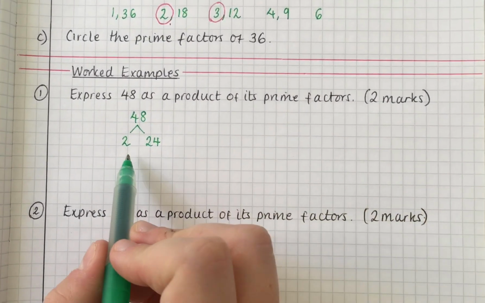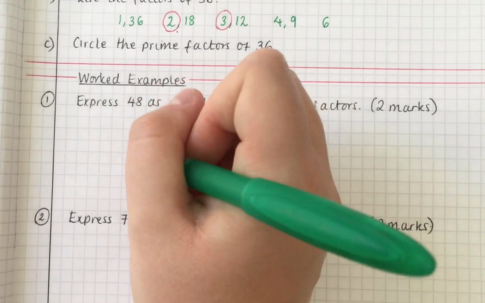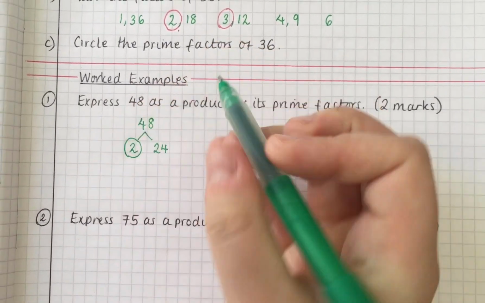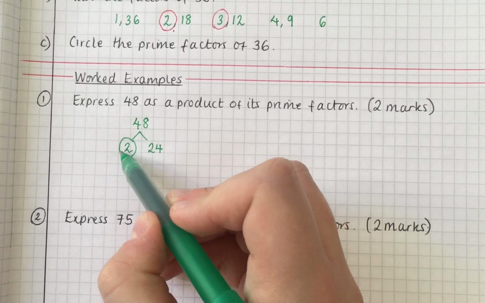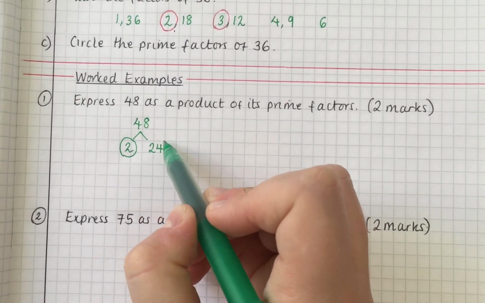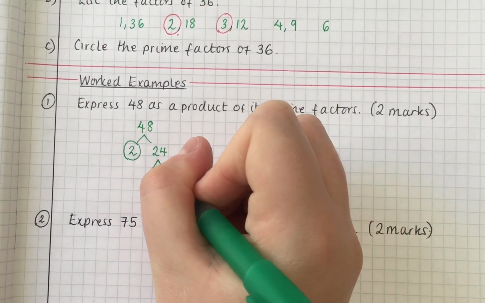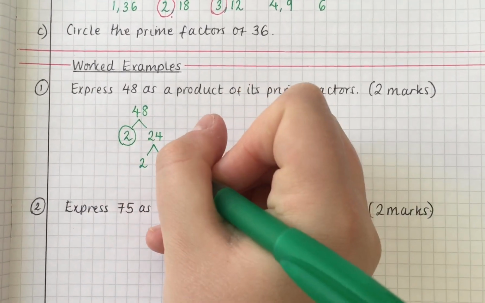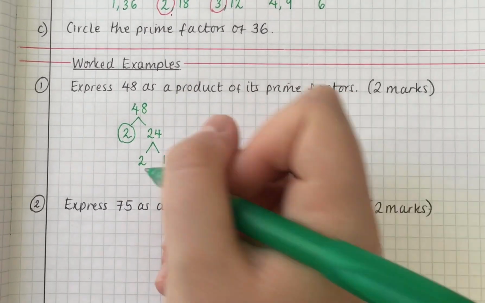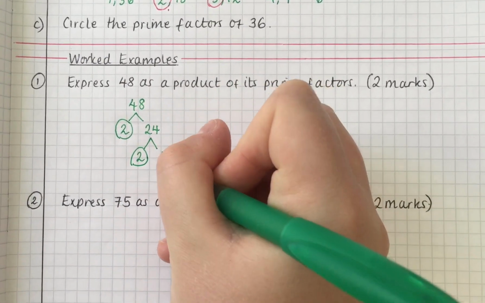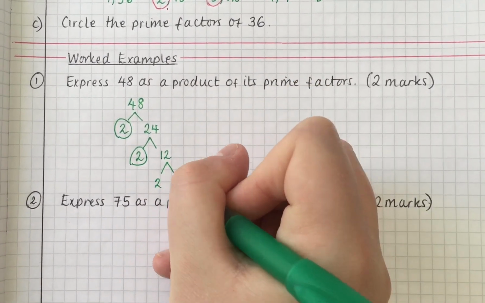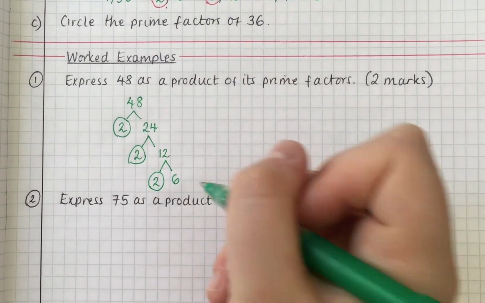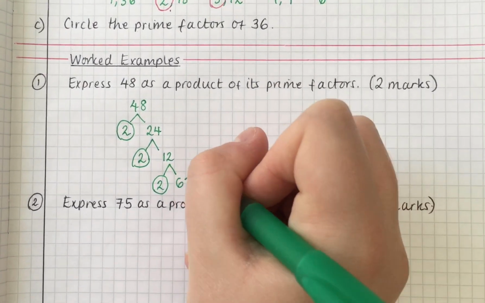Now, whenever we write down a prime factor, we circle it. So that branch is now finished growing because 2 is a prime factor. 24 isn't a prime factor, so we have to keep going. We do the same thing to 24. Again, 24 is even, so we can do 2 times 12 because 2 times 12 is 24, circle the 2. 12 is even again, so we can do 2 times 6, circle the 2. 6 isn't prime yet, we have to keep going.